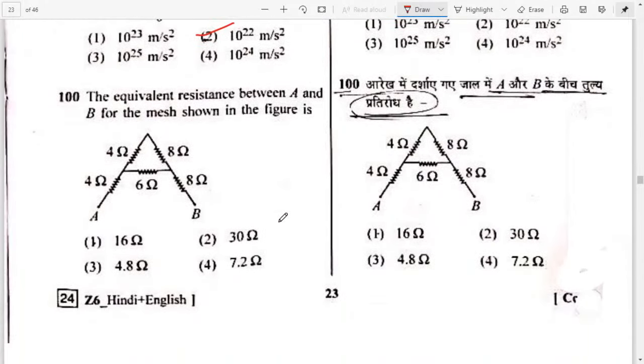Next, question number 100. The equivalent resistance between A and B for the mesh shown in the figure is 16 ohms. So how is it? 4 into 8 and 6, it is 12 minus 6, it is going to be 6, and 6, 4, 8 and 12 minus 6, right? So on average, it is going to be 16, right? 12 plus 4, it is nothing but 16. Option number 1 is the correct option, students.